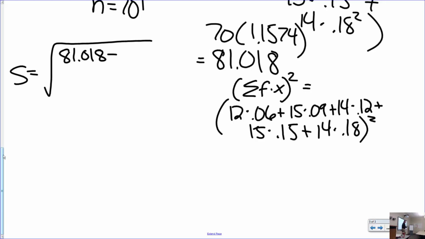Now you see why it's so nice to use things like a spreadsheet program to work on this stuff. Because this is a pain to do by hand, right? I mean, you can do it, it's just a pain. You guys get 8.52?